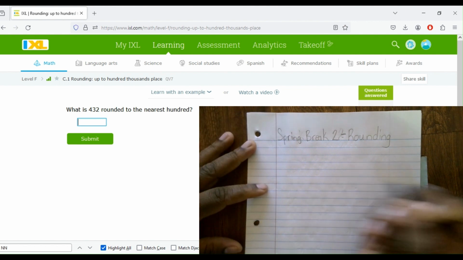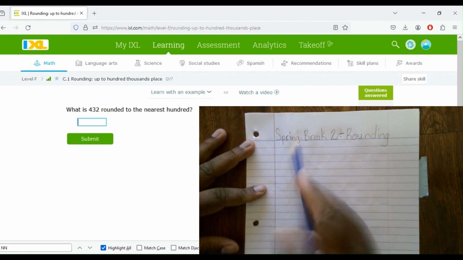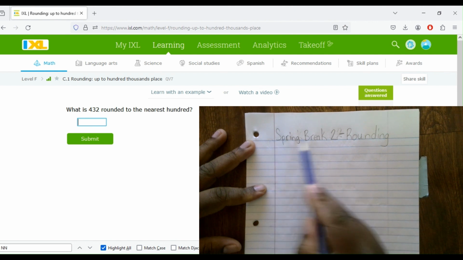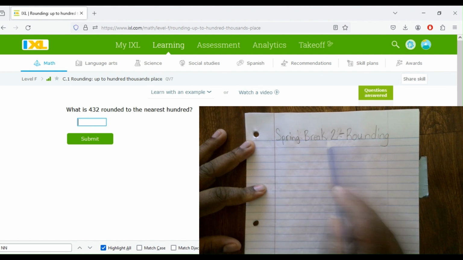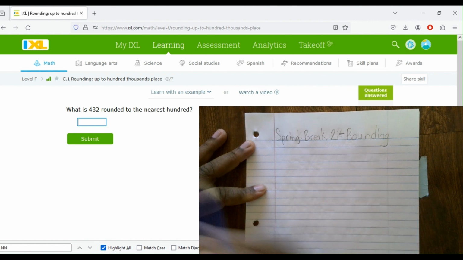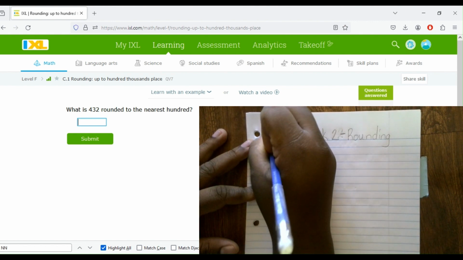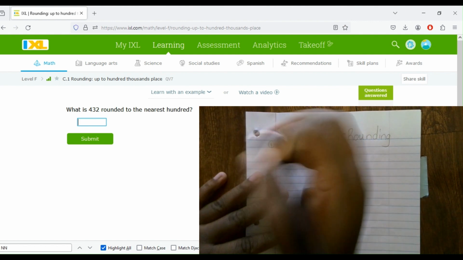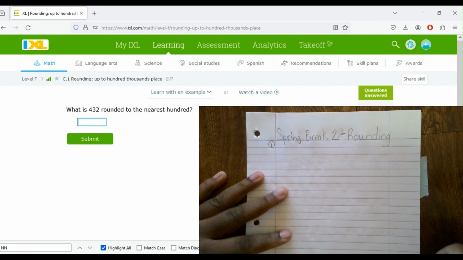We're going to start, of course, by labeling our paper. If you're doing Spring Break assignment 2, then you'll write Spring Break 2 or SBA for Spring Break assignment number 2 and the name of the assignment. I'm going to write my problem number and circle it for problem number 1. And I'm going to copy down the actual question or instruction that I'm asked.